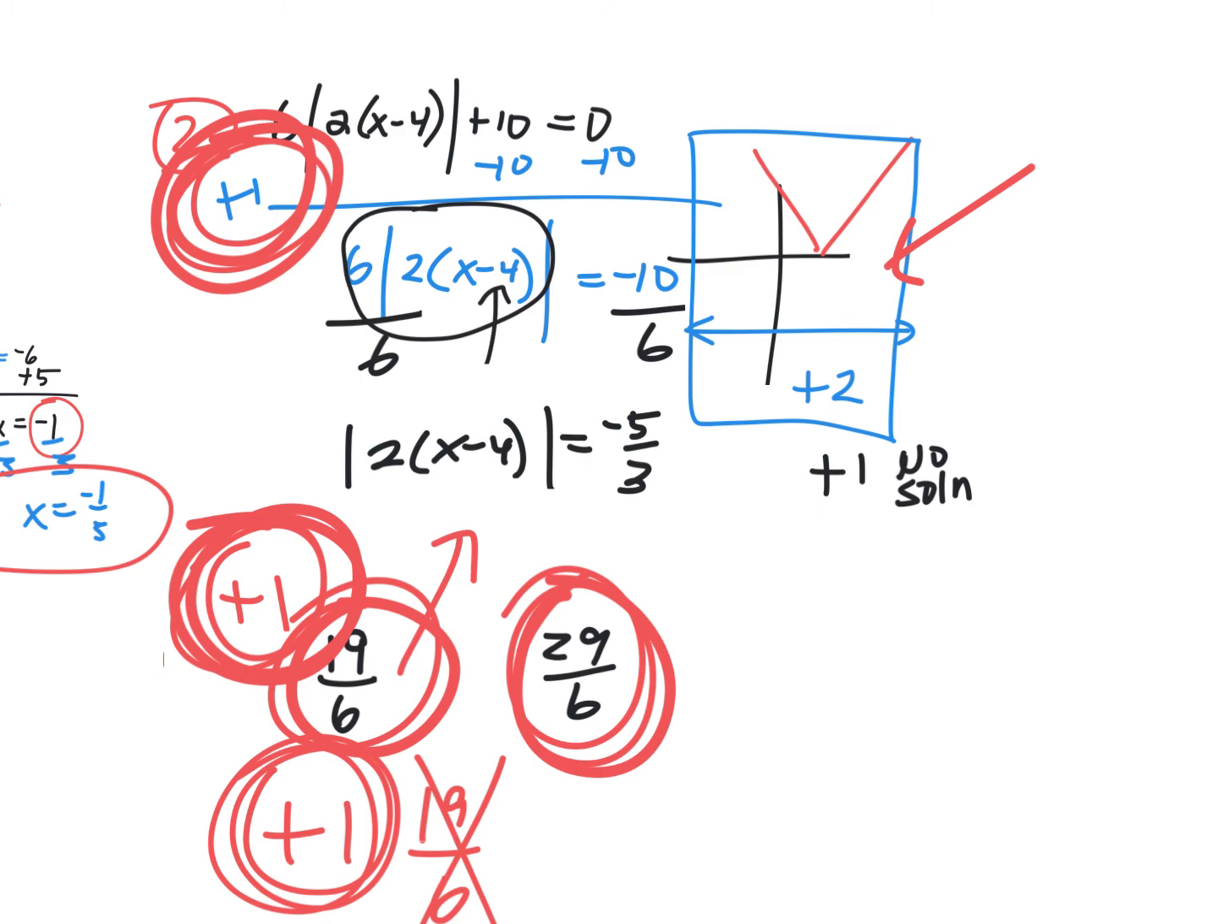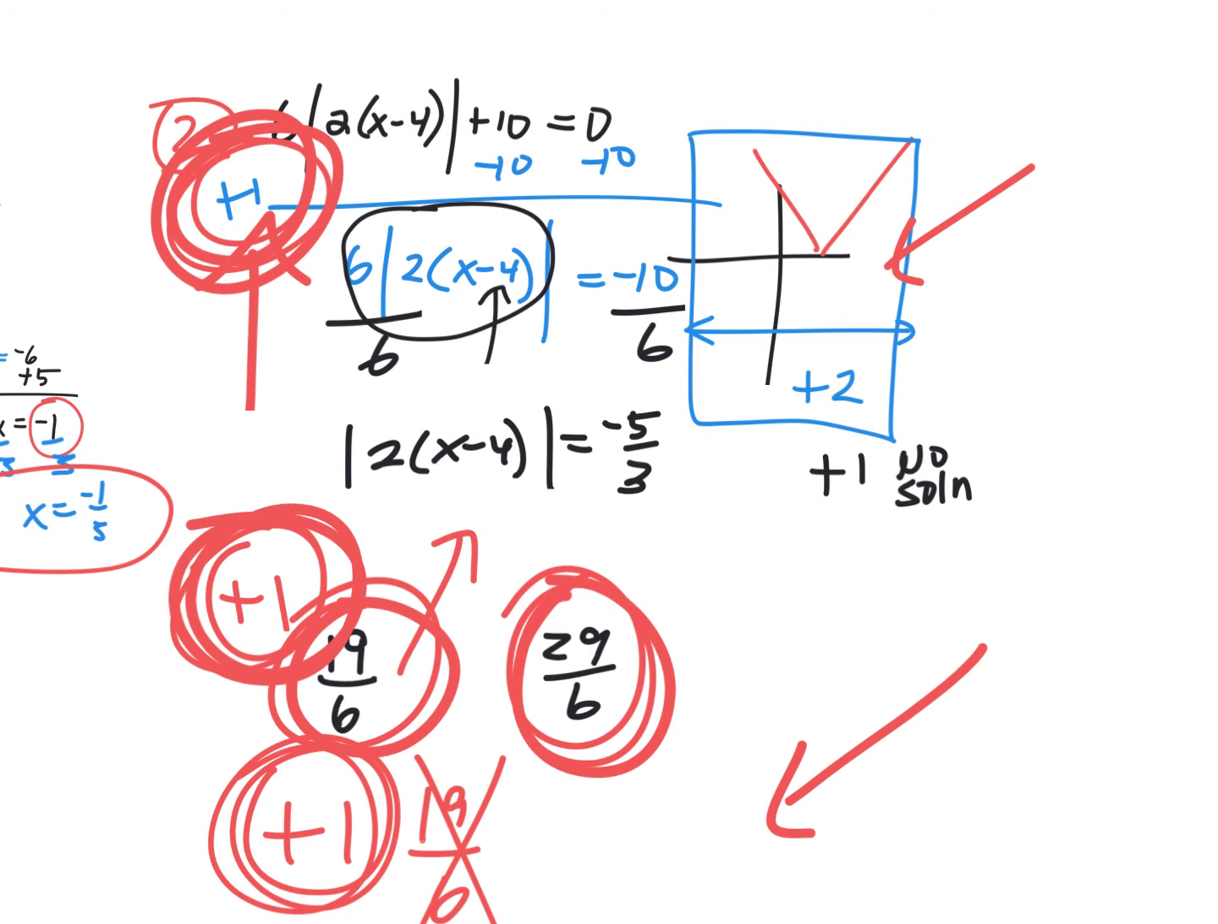I'll judge whether or not it's good enough. Absolute values can't equal negative numbers. That's not really proof enough, but I will give them 1 point for starting right. I'll give them 1 point for the right answer, which is 2 of the 4 points. And then I'm going to only give them 1 more point for their explanation. So they'll get 3 out of 4 on that last question.